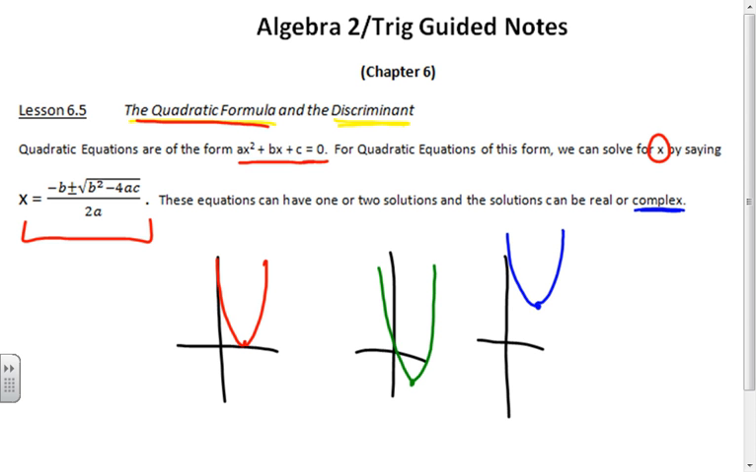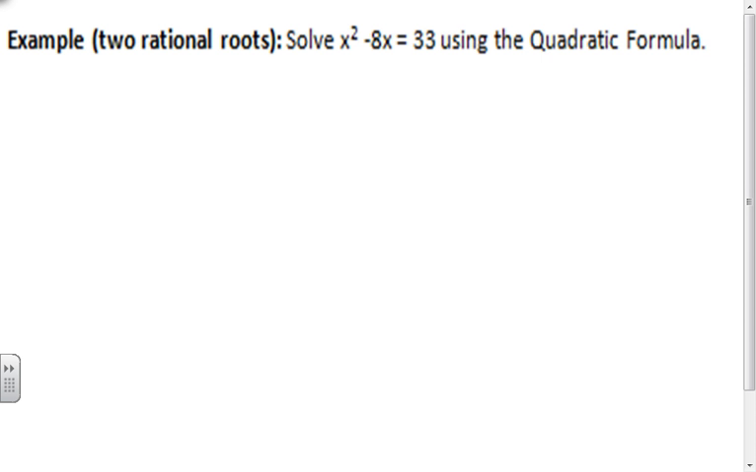So we've learned how to solve by graphing. We've learned how to solve by factoring. We've learned how to solve by using the square root property and completing the square. Now this is our last way of solving quadratic equations, by using the quadratic formula. I'm going to show you a couple examples of how this works.